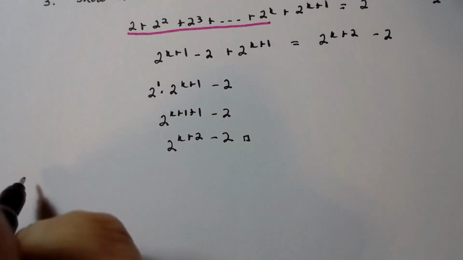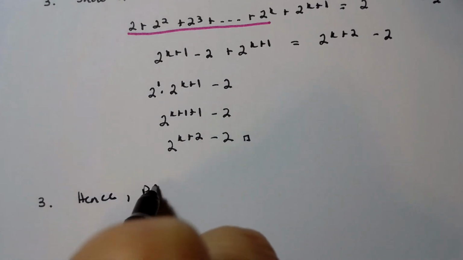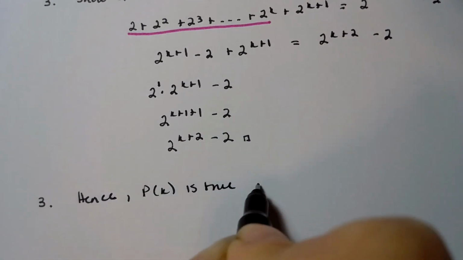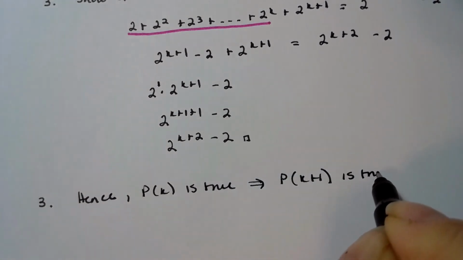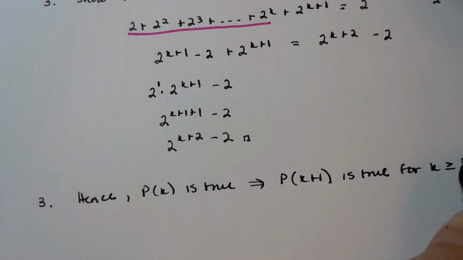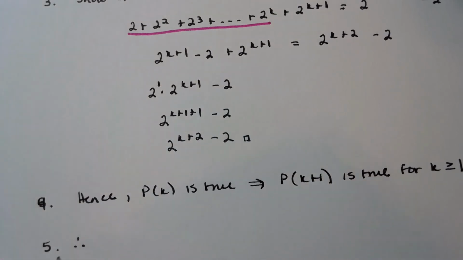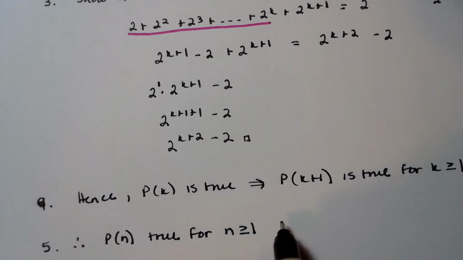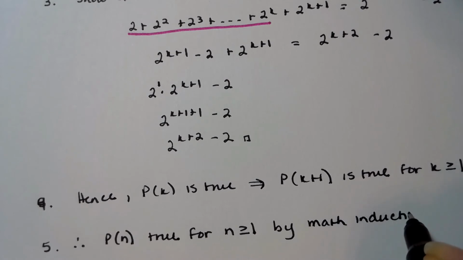Step 3, I'm going to write my hence. Hence, P of k is true implies that P of k plus 1 is true for k greater than or equal to 1. Oops, that was number 4. 5, therefore, P of n is true for n greater than or equal to 1 by math induction. Capiche?